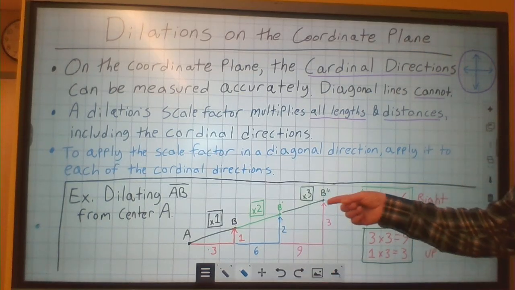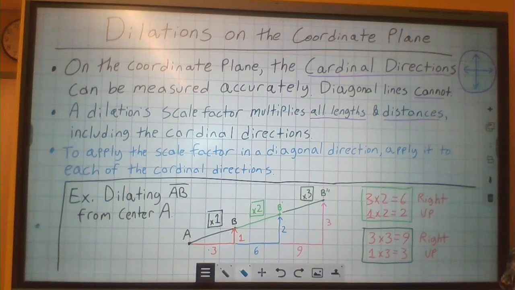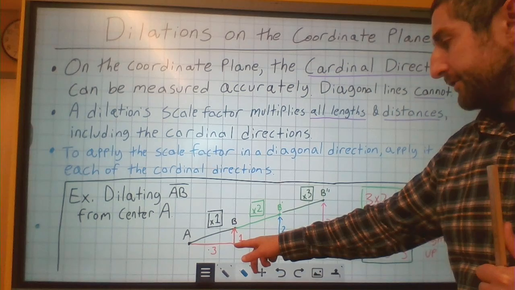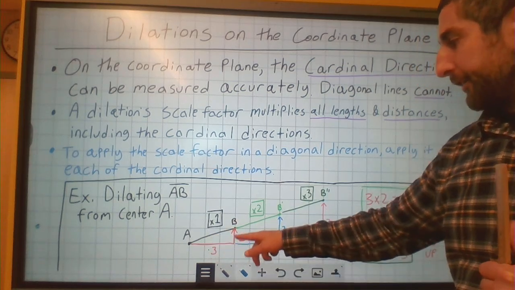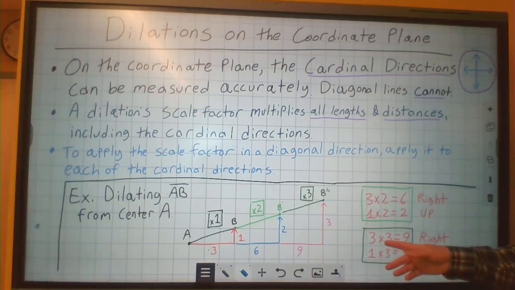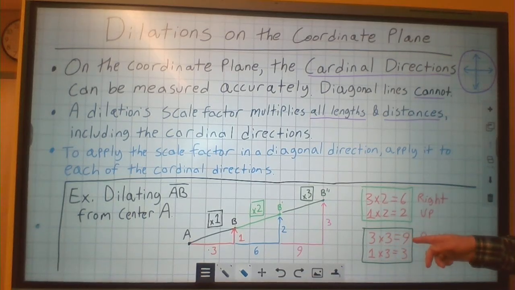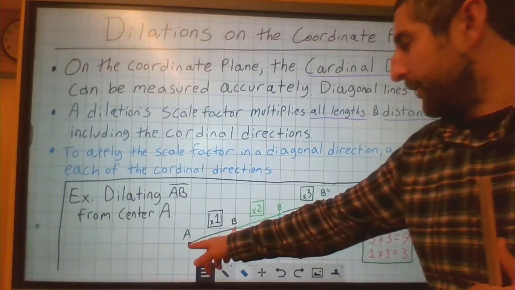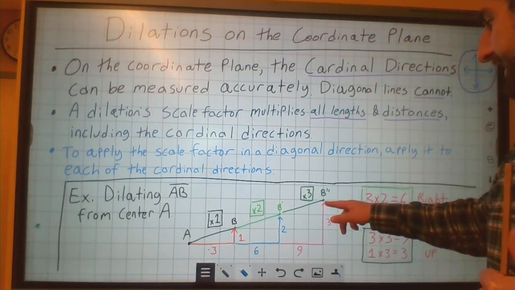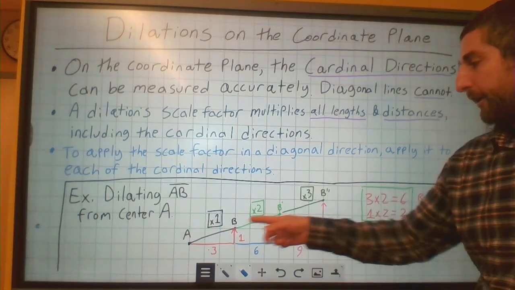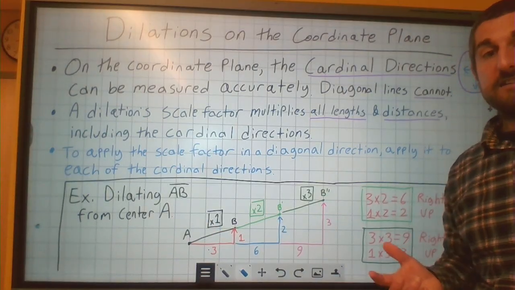We can do it again with a scale factor of 3. If we know, once again, that the original cardinal directions are 3 to the right and 1 up, then we can triple each of those values and go 9 to the right and 3 up. We go 9 to the right and 3 up, and we end up in the exact perfect spot for tripling the length of that diagonal line.